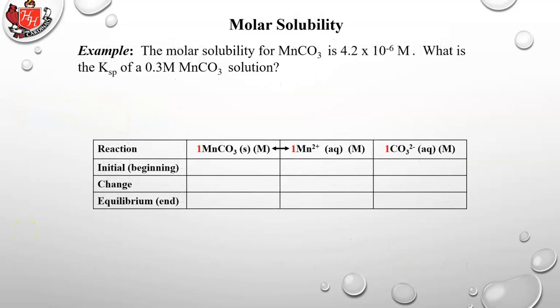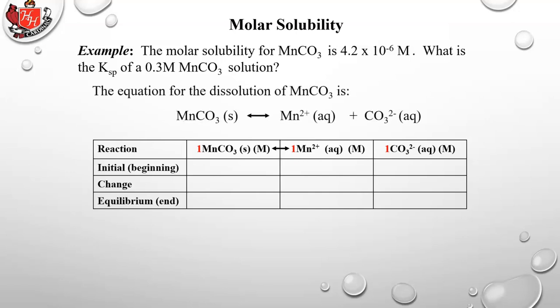Okay, now we're going to go in the other direction. The molar solubility of manganese carbonate is 4.2 times 10 to the minus 6 molar. That's how much is going to dissolve. What is the Ksp of a 0.3 molar solution of manganese carbonate? So we're going to start off. There's the equation. Be sure you understand how to write that equation. The coefficients are all 1. So you start off with 0.3 molar. You start off with no manganese and no carbonate at the beginning, so those are zeros.